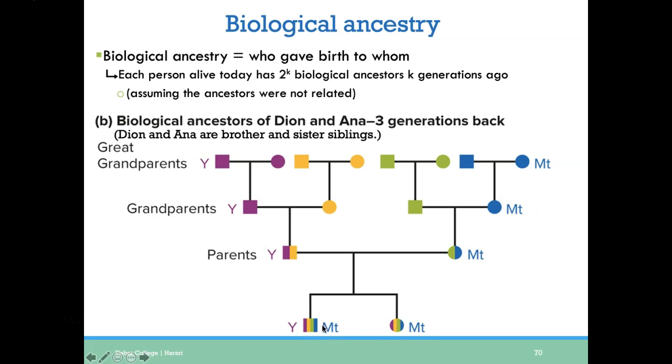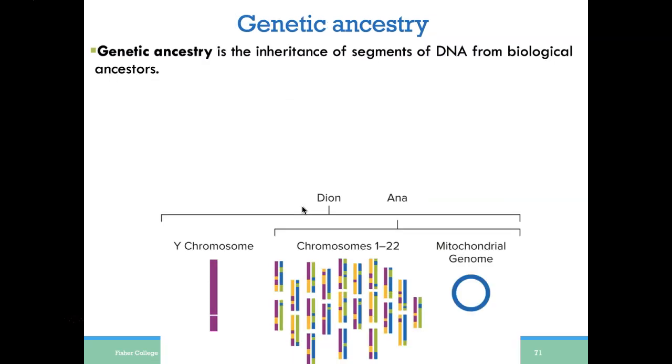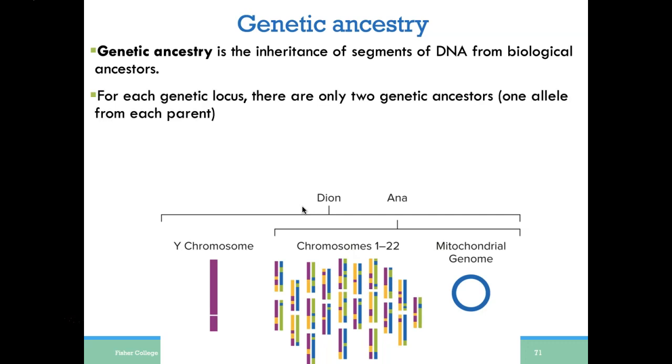Both sexes have mitochondrial DNA from mom. Only the males have the Y chromosome from the paternal lineage. So that's biological ancestry. Genetic ancestry is which DNA segments did you get from your biological ancestors? So genetic ancestry is what's determined by a lot of these kits.